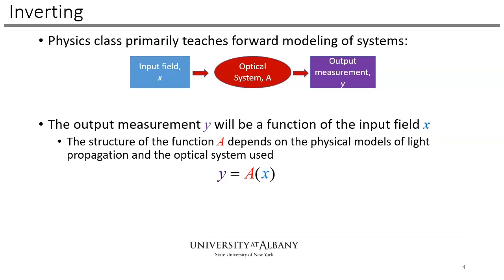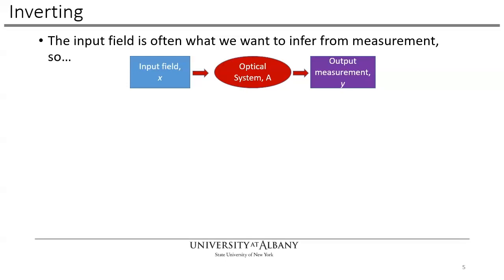In the lab, we do the opposite. We measure the output. We have an unknown input. This field, in our case, has interacted with some matter, and we want to reconstruct properties of the matter it's interacted with. So our target is to get this input field from the output measurement with knowledge of the equations that govern the optical system we're dealing with. So that's an inverse problem.